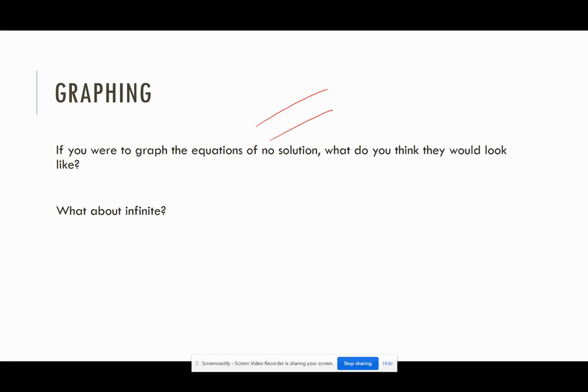Infinite solutions, what do you think the graphs would look like for that? They would be the same line. They would be one line that's the same, same exact equation, because any point will be the same on both lines. They're the same exact line.